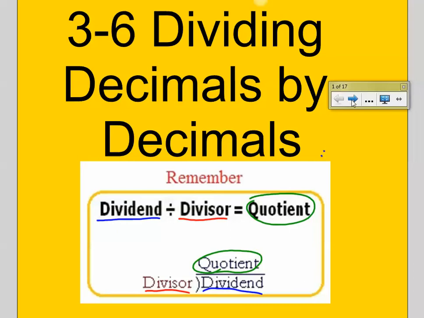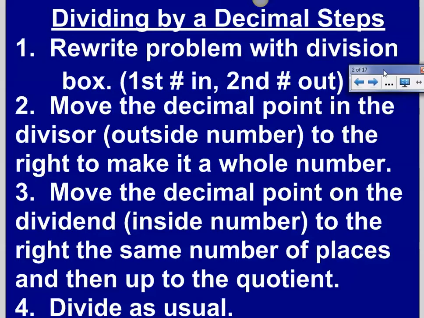So let's go through some notes and practice here. So here's dividing a decimal by a decimal steps. Step number 1, rewrite the problem with the division box. Remember, the first number goes in the box, the second number goes out of the box. It does not matter which one's bigger or smaller or where the decimal points are. Okay, just first number automatically goes inside the house.